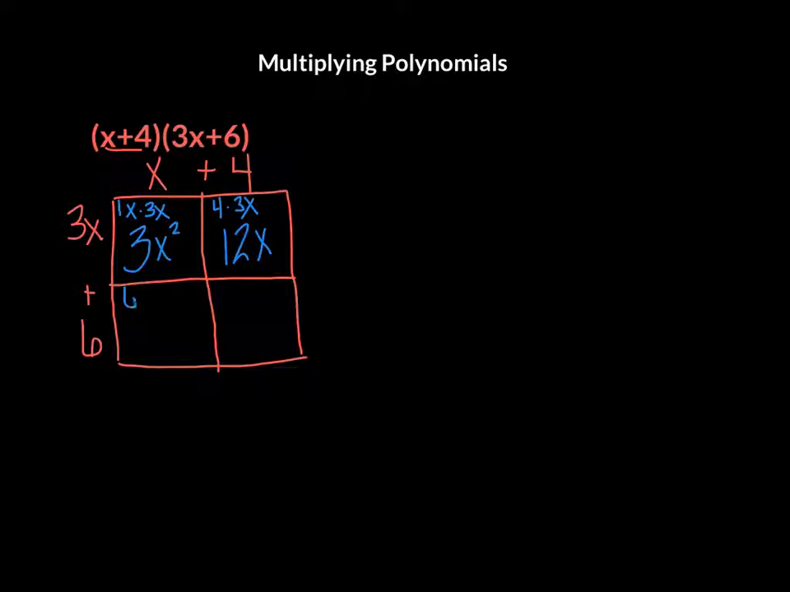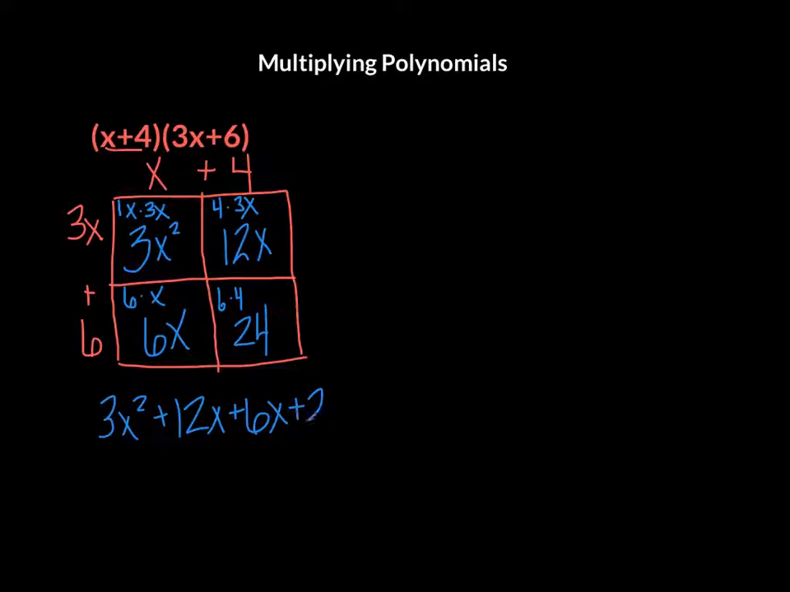Down here we have 6 times x. We write that as a 6x. Don't put the multiplication sign in between. And here you do 6 times 4, which we know is 24. Now what you do to get your final answer is you're just going to add all the pieces together. So 3x squared plus 12x plus 6x plus 24.